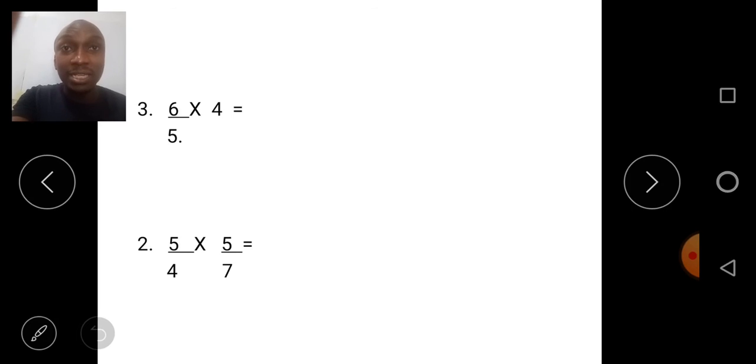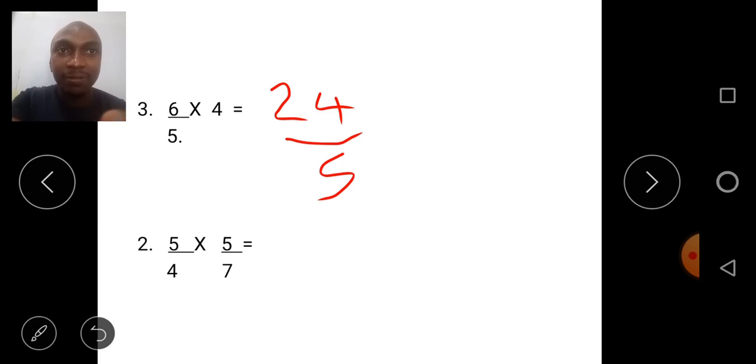Now let's see another example. Here we have 6 over 5 times 4. I refuse to write the answer here. So let's see what will be the answer. Very good. So 6 times 4 will be what? 6 times 4 is 24. Correct. Then 5 times nothing, so it becomes 24 over 5.